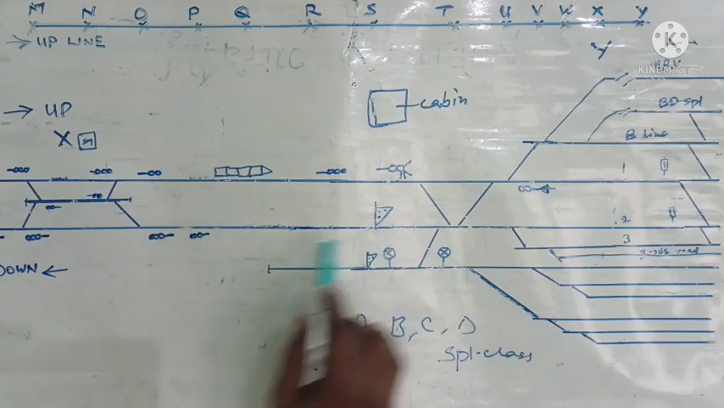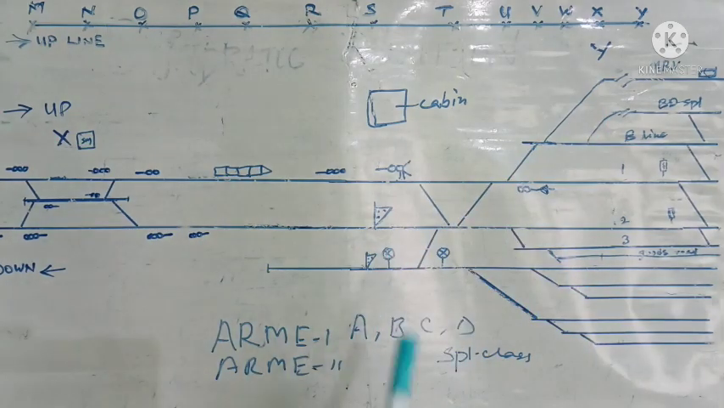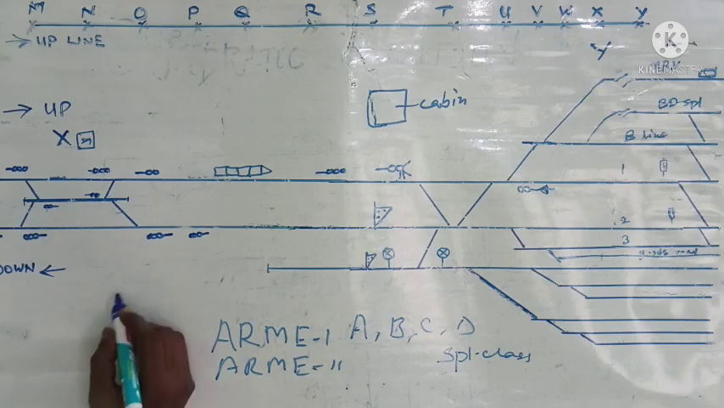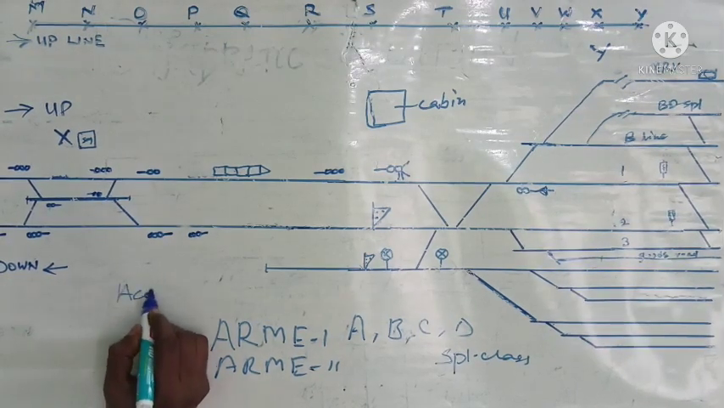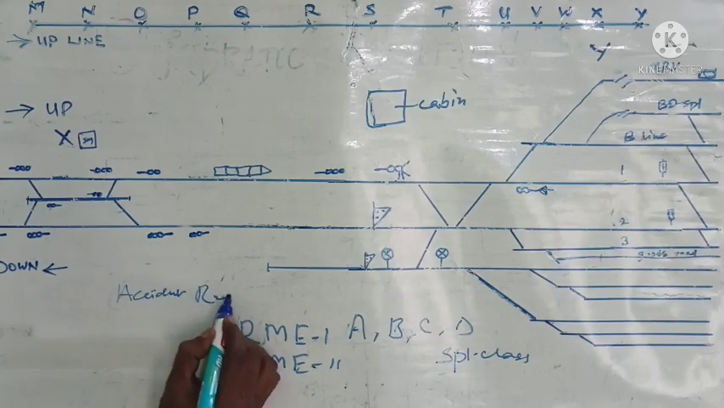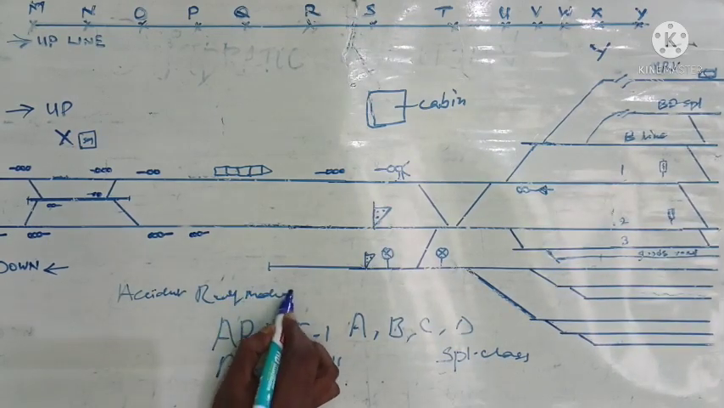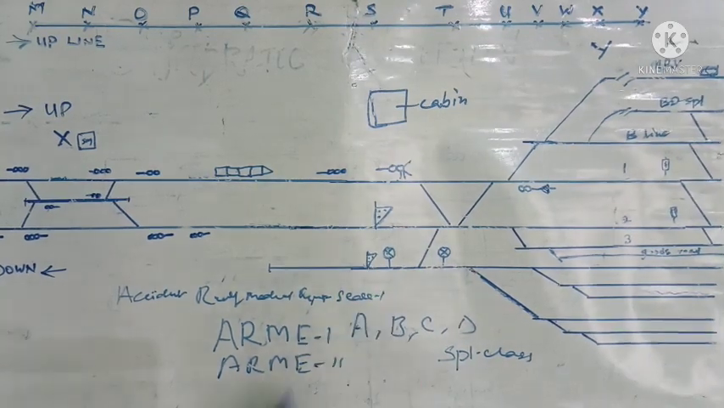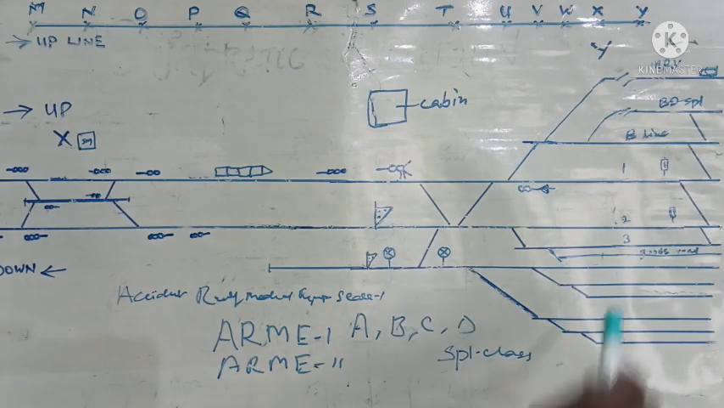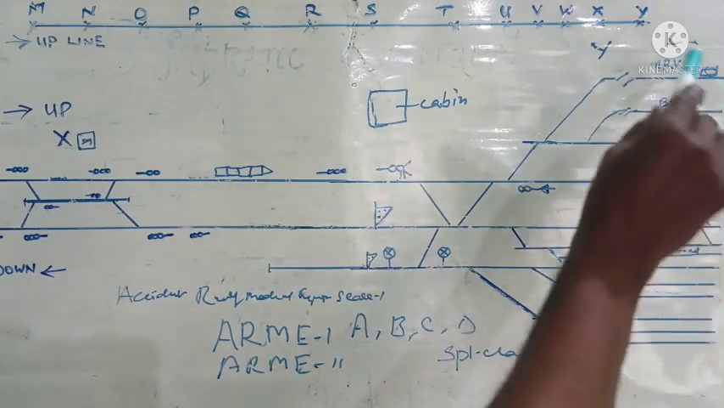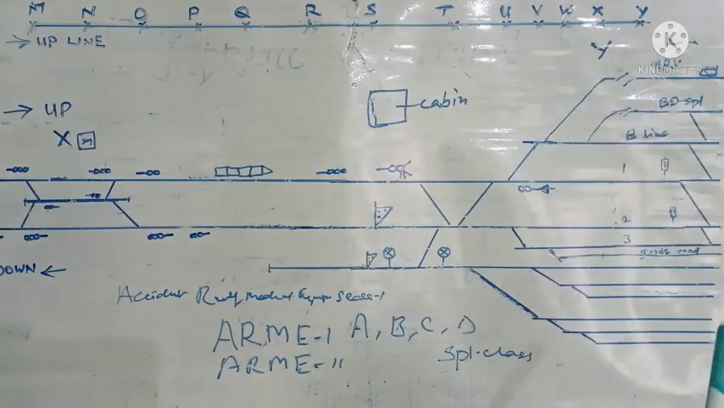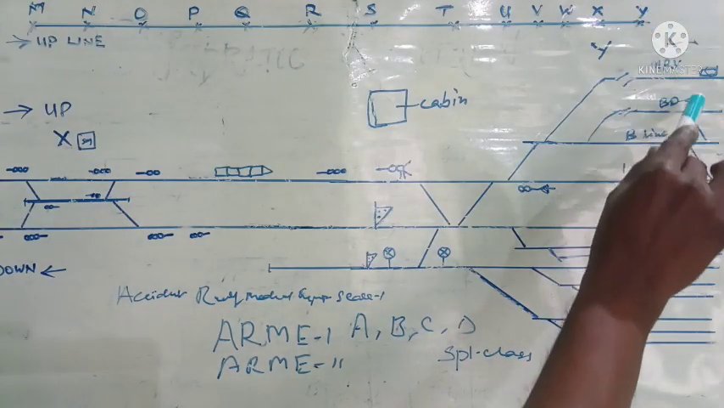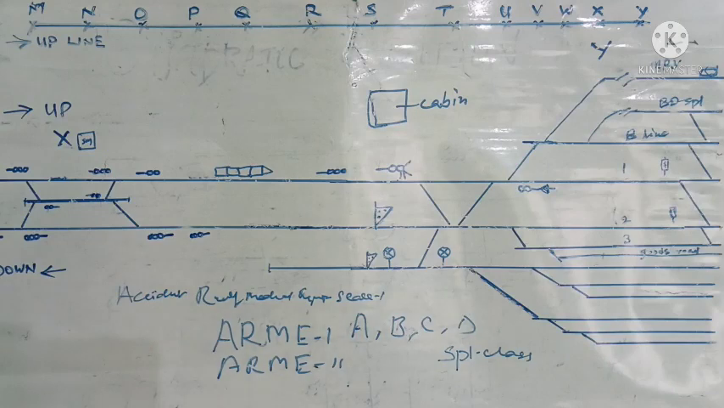to the passengers. Normally this MRV will be having two scales of equipment, that is ARME 1 and ARME 2. ARME means accident relief medical equipment. So accident relief medical equipment scale 1 will be available in the MRV itself, and it will be under lock and key, and one of the keys will be with the ADMO and the other key will be with the station master.